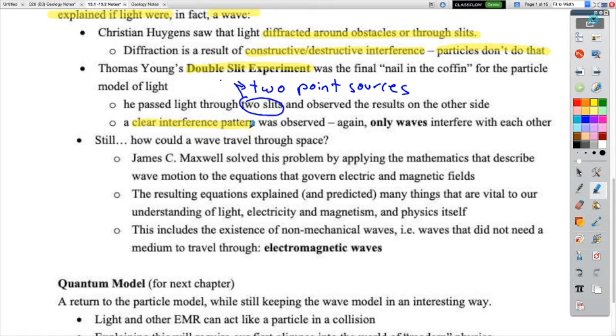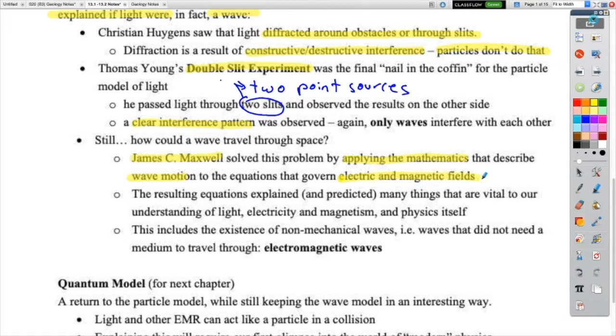Okay. So you might be saying to yourself now, but still, how did it travel through space? Right? All this stuff says light has to be a wave, but remember, waves, as we understand them at this point anyway, shouldn't be able to travel through empty space. So a big bulk of today is going to be figuring out how this problem was actually overcome. But just a brief overview right now: a scientist, James Maxwell, solved this problem by applying mathematics.